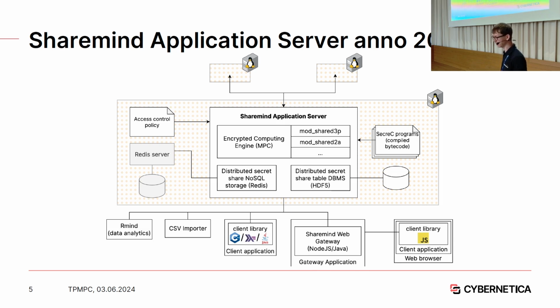And then there is, of course, access control implemented by authentication and authorization, and so on. And on the bottom, there are different ways you can interface with the Sharemind application server. You can use one of their ready-made applications. I mentioned Rmind already. Then the CSV importer is something that is mostly used by data owners. It takes a CSV, secret shares everything, and uploads it to the servers.